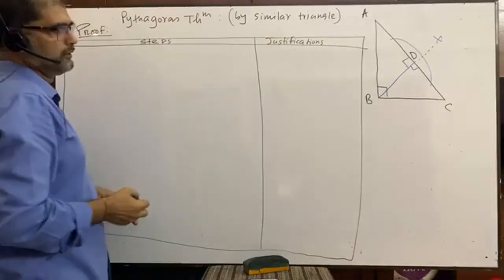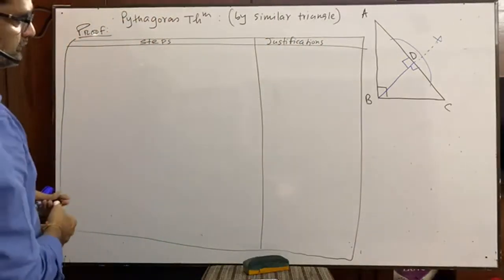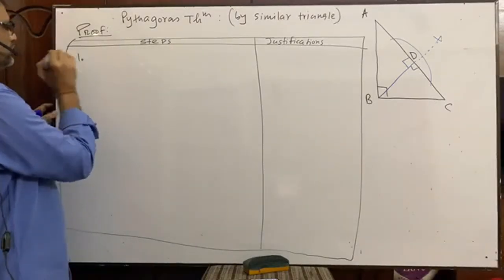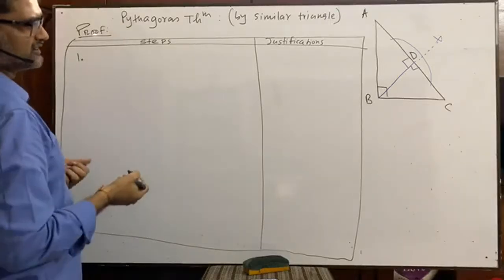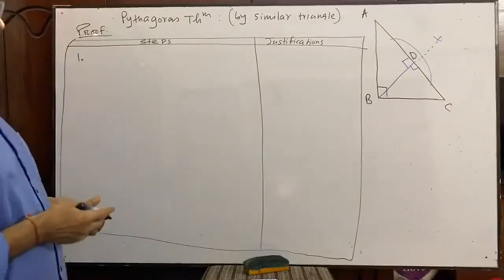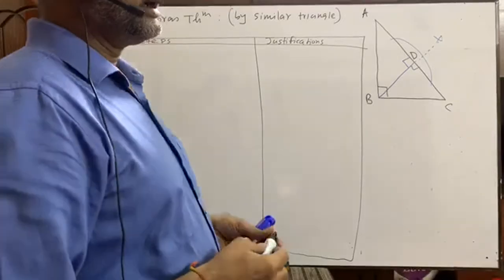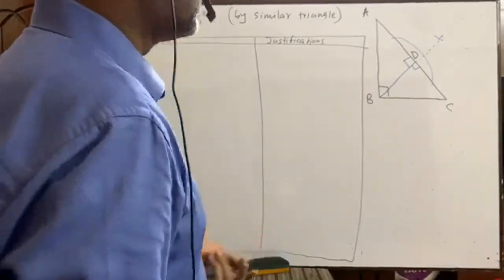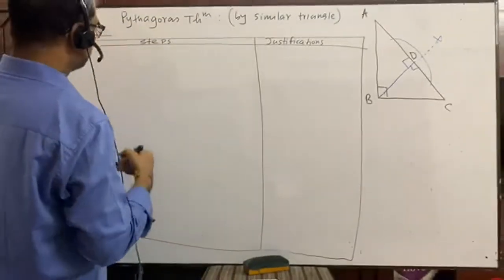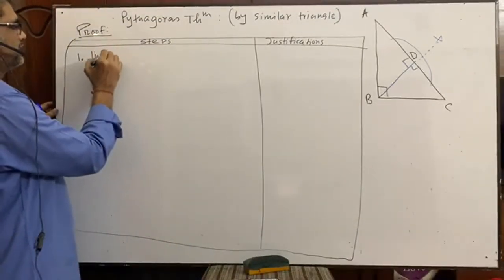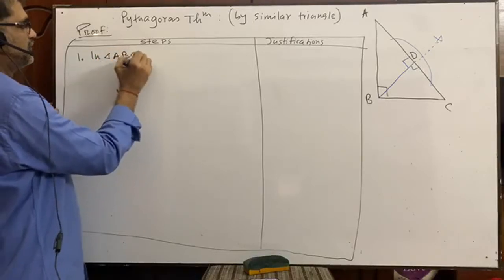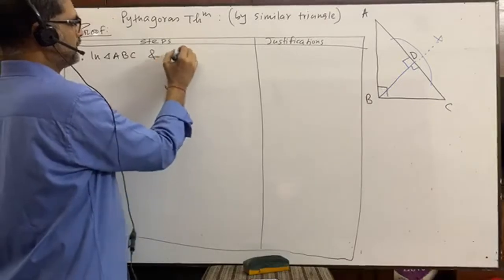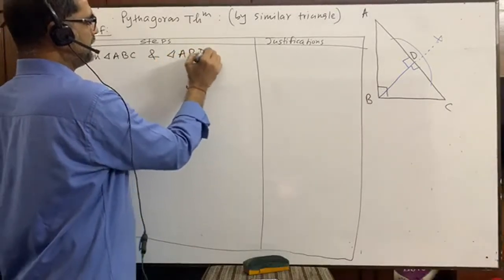Okay, dear students, write down step 1. You take that largest triangle here. There are 3 triangles, right? ABC, ABD and BCD. I repeat, there are 3 triangles here: ABC, ABD and BCD. Write down: in triangle ABC and triangle ABD.